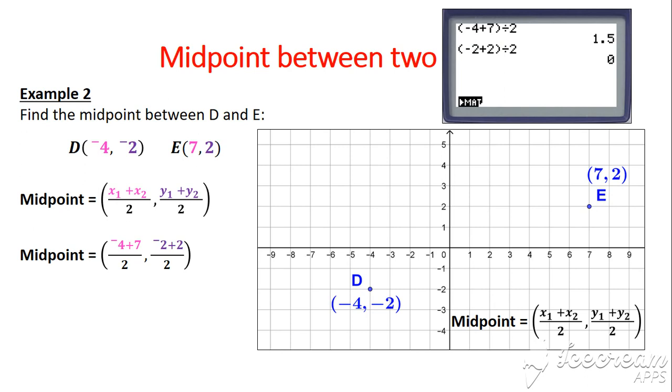And let's work out what each of these are. -4 plus 7 makes 3, and 3 divided by 2 makes 1.5. And -2 plus 2 makes 0, and 0 divided by 2 makes 0.